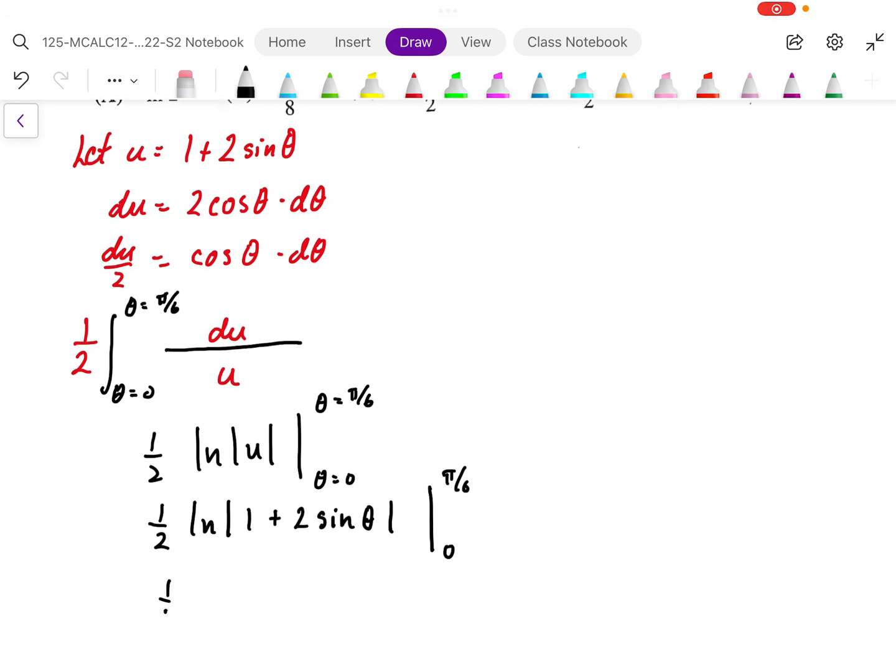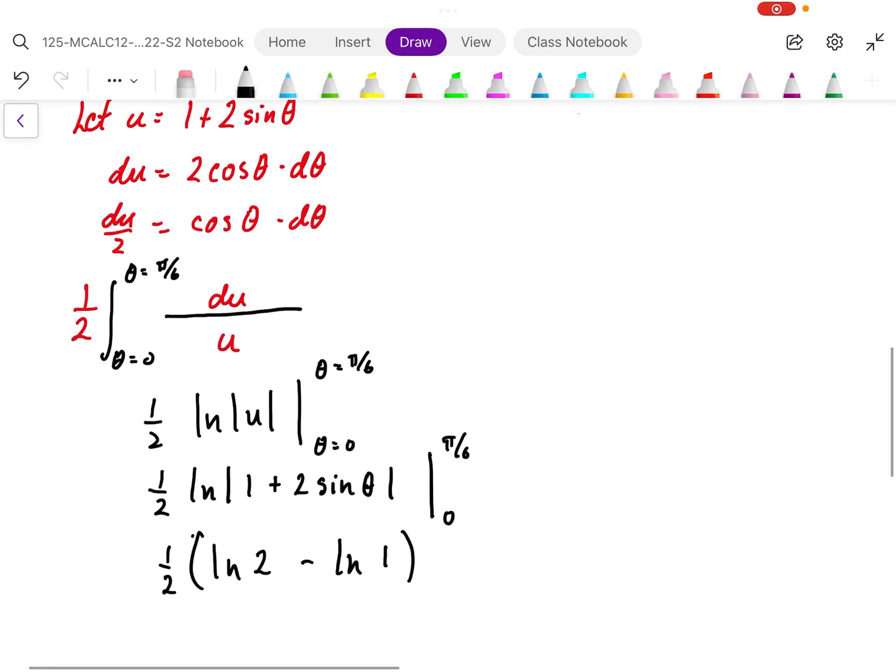So I'm going to keep the 1/2 out. So I end up with log. Sine of pi over 6 is going to be 1/2. So I get 1 plus 2 times 1/2. So this becomes log 2 minus log. I'm going to plug the 0 in. Sine of 0 is 0. So I end up with log 1, which is 0. So then the final answer is going to be 1/2 log 2 minus 0. So that's just going to be 1/2 log 2.